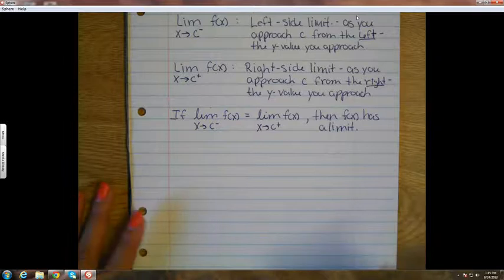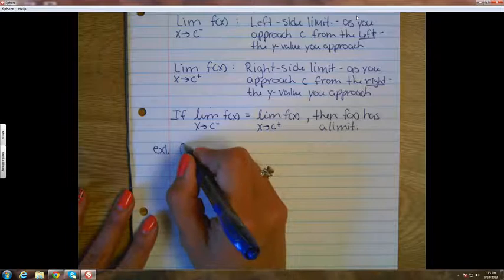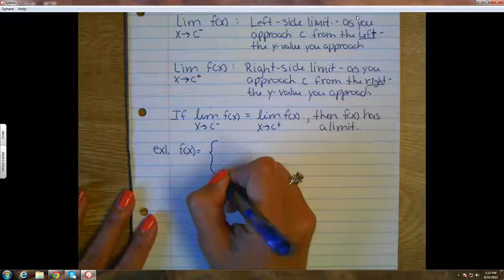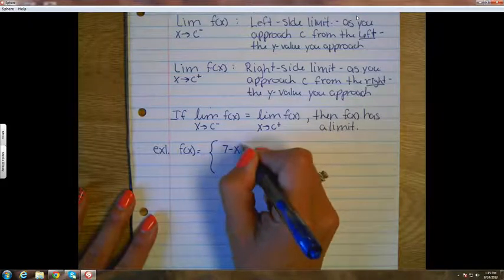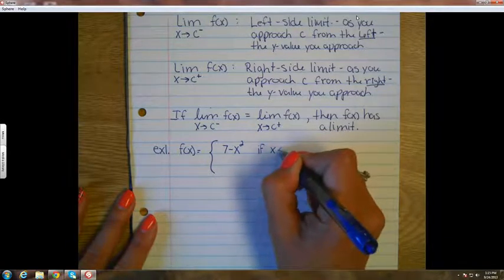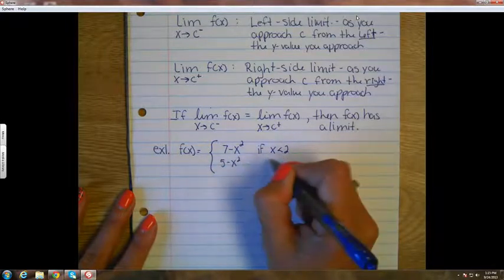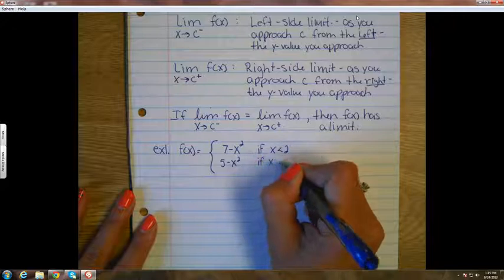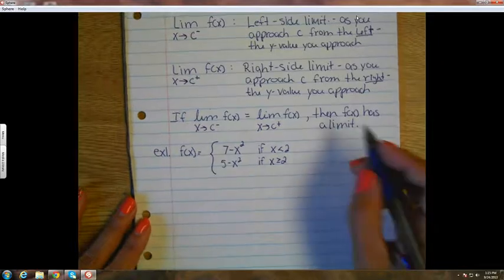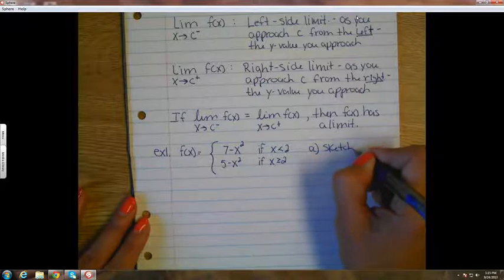So let's take a look. F of x is going to be a nice piecewise graph again. 7 minus x squared if x is less than 2, and it equals 5 minus x squared if x is greater than or equal to 2. Okay, let's sketch the graph. Then I'm going to ask you some questions.